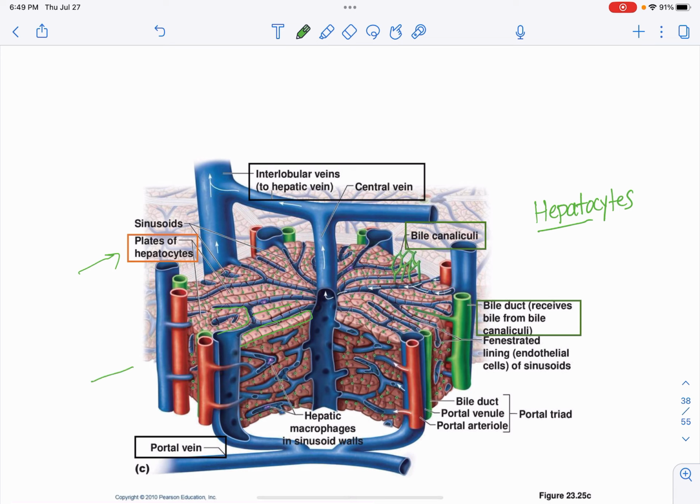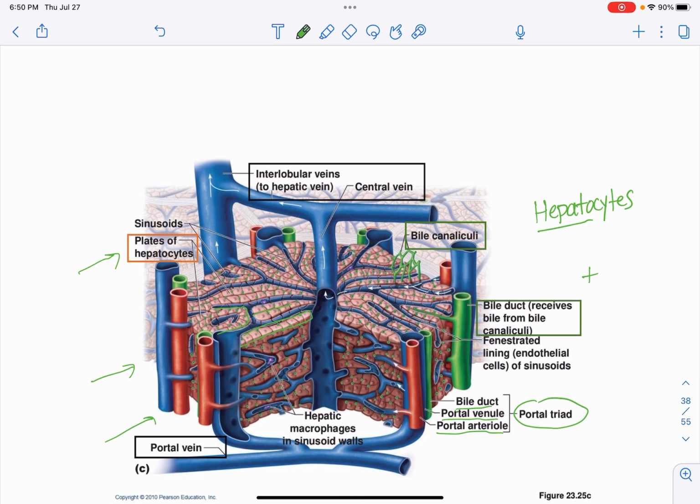Now, you can notice on the corner of these liver lobules, you have what's called a triad. Here it is, a portal triad on each of the corners. And what you're going to find is a portal venule, a very small vein, a portal arteriole, an artery, and a bile duct. That is what forms the portal triad. Right now I'm just focusing on producing bile, so I'm going to talk about the bile duct.